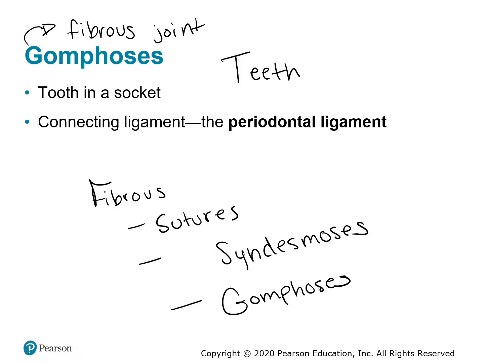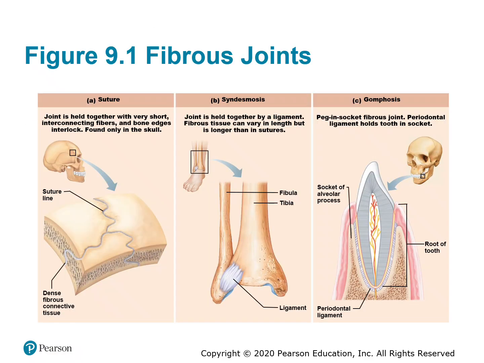Now we're going to start talking about cartilaginous joints. There they are, your fibrous joints. Sorry, one more slide about that. Your suture, your syndesmoses, this little ligament holding that together. Oh, tibiofibular joint, that's going to be a joint between your tibia and your fibula. Biologists are not creative. And then your gomphoses, that's just your teeth.